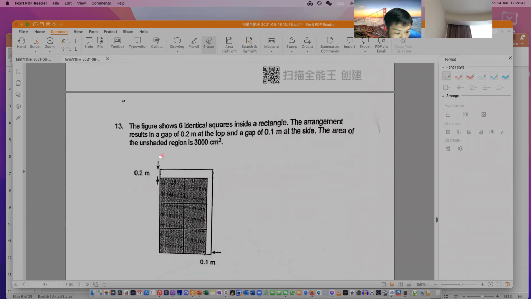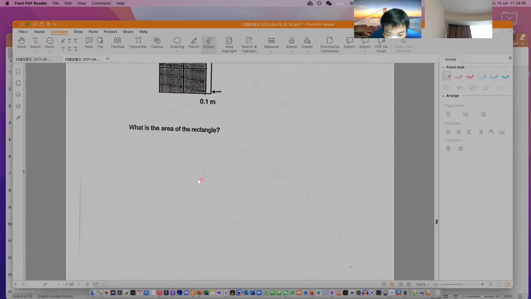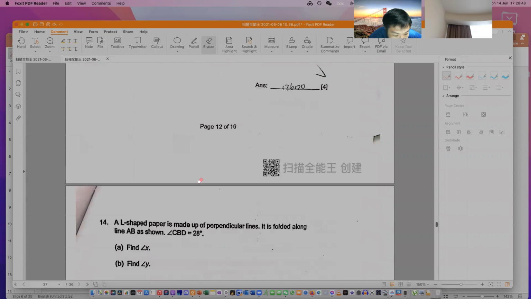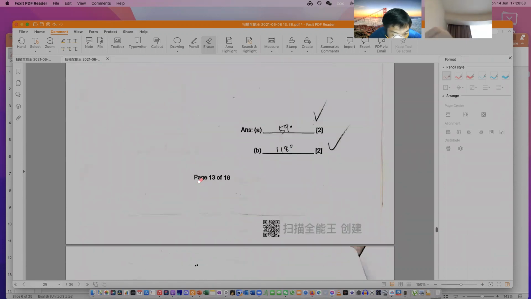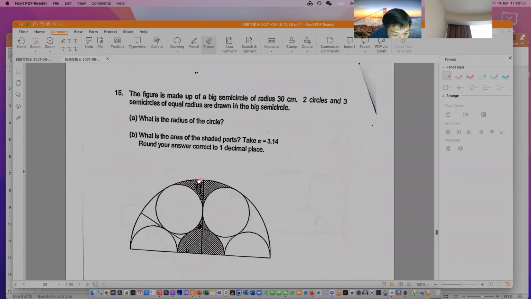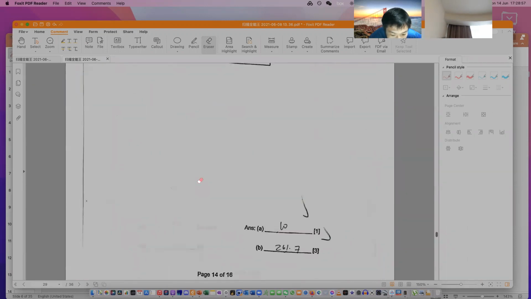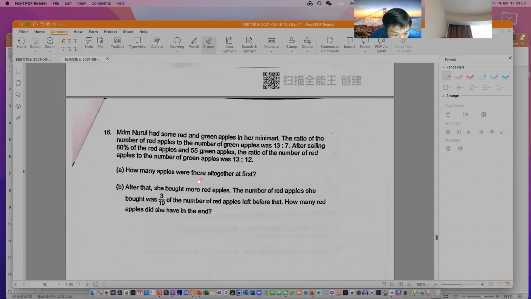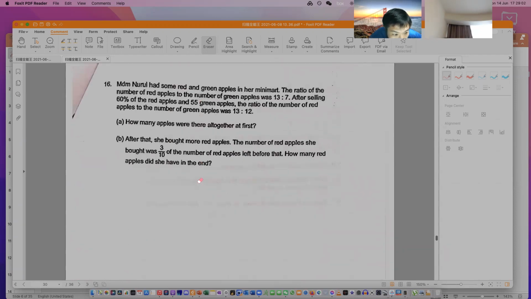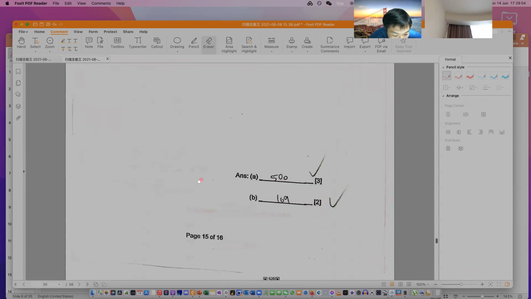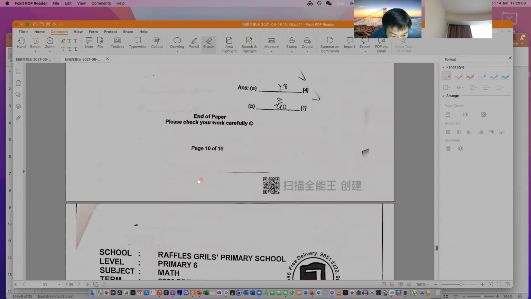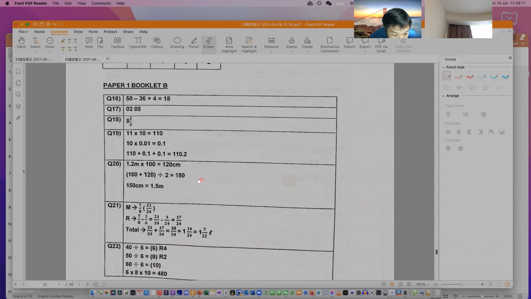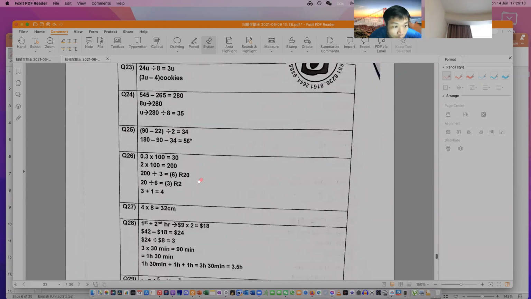It looks like we have done this question before, right? 13. 14 also looks very familiar. 15 about strategy. It looks like we have done this paper before. Well, maybe some of the questions. Question 17. Okay, correct. Okay, good.